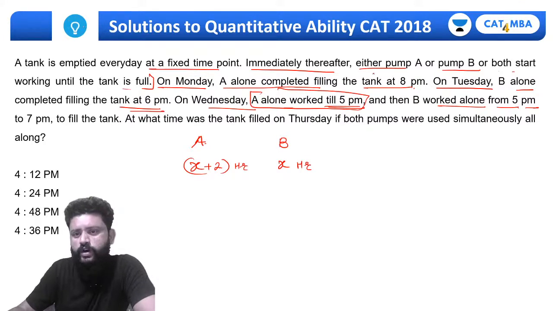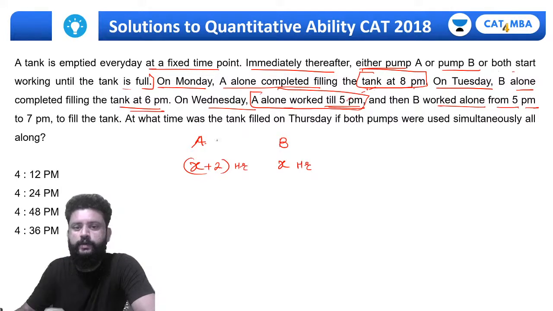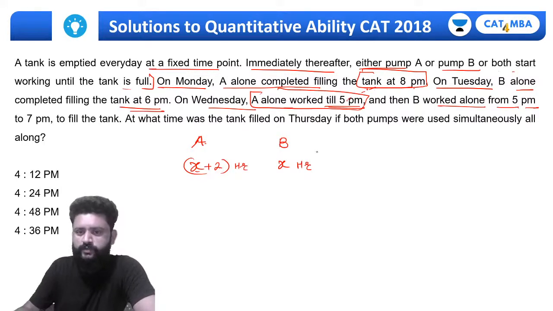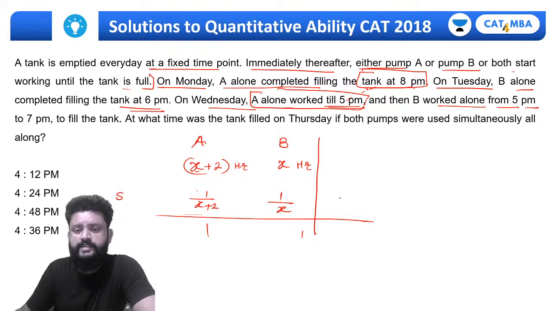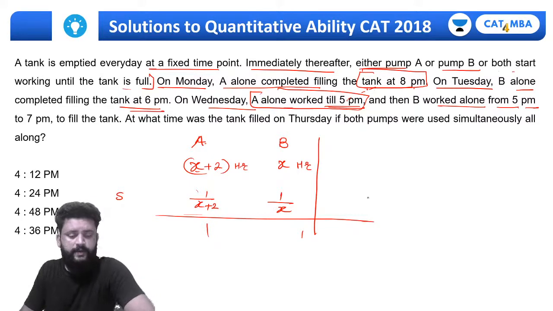तो पहले A जो है वो 8 बजे तक चल रहा था, मींस 5 और 8 में 3 घंटे कम. तो नॉर्मली X plus 2 hours में फुल हो जाता है. So I can say, let's say capacity is 1 and this 1 upon X plus 2. This must be 1 upon X. The speed or efficiency you can say per hour.